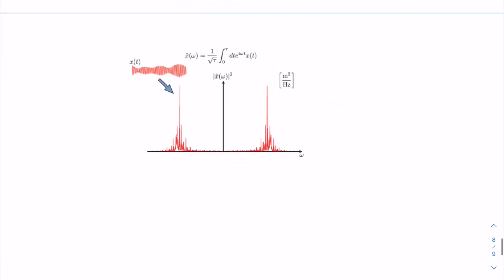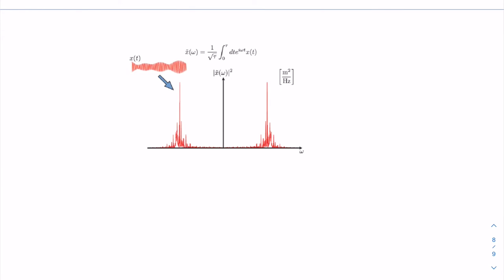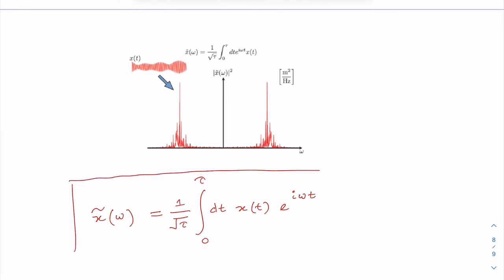The Fourier transform of the displacement x of the harmonic oscillator in a time interval from say 0 to tau, so let us say the Fourier transformation of the displacement is denoted by x tilde of omega, and it is the Fourier transformation of the displacement x of t, where e to the power i omega t is the Fourier kernel. Then we are going to integrate in time, in the time interval say 0 to tau, and this is the normalization factor here, 1 by square root of tau. So this is the Fourier transformation of the displacement.